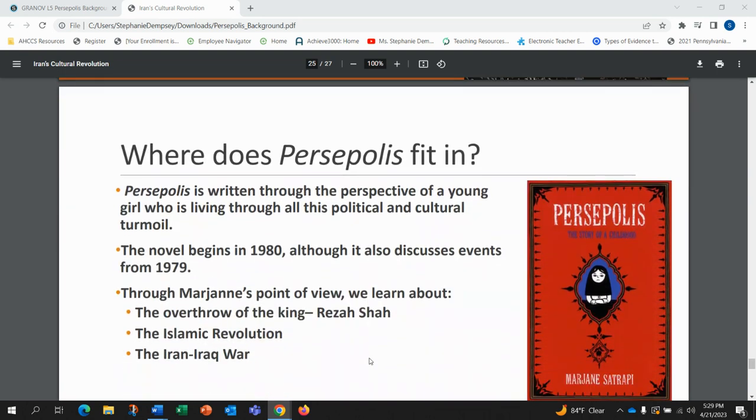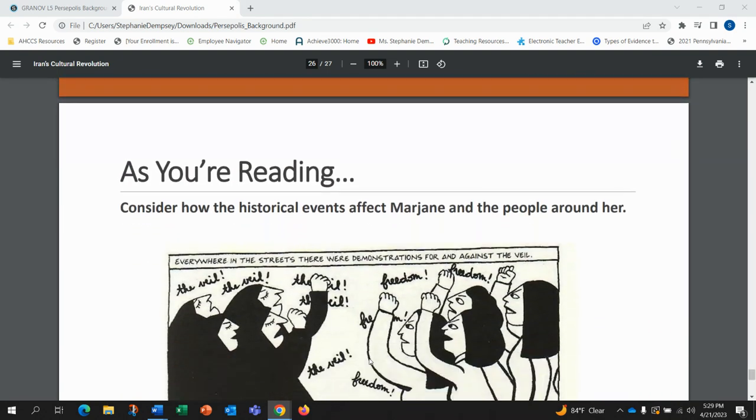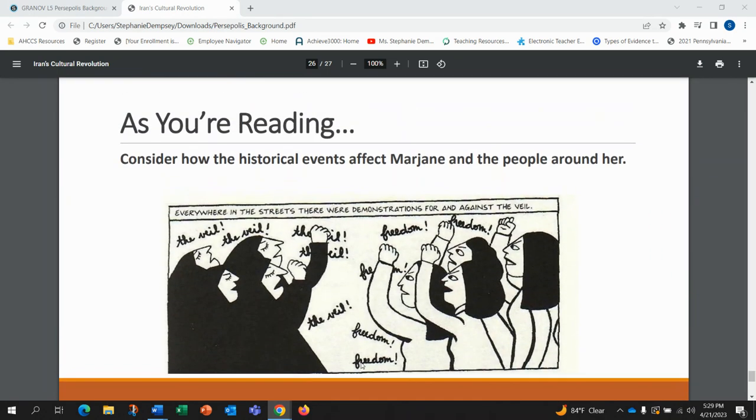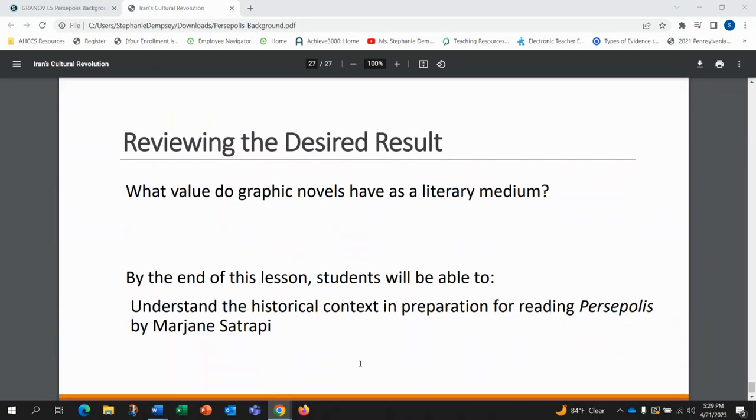So, where does Persepolis fit in? Persepolis is written through the perspective of a young girl who is living through all this political and cultural turmoil. The novel begins in 1980, although it also discusses events from 1979. Through her point of view, we learn about the overthrow of the Shah, the Islamic Revolution, and the Iran-Iraq War. As you are reading, consider how the historical events affect Marjane and the people around her. So at the end of the lesson, you should be able to understand the historical context in preparation for reading Persepolis by Marjane Satrapi.